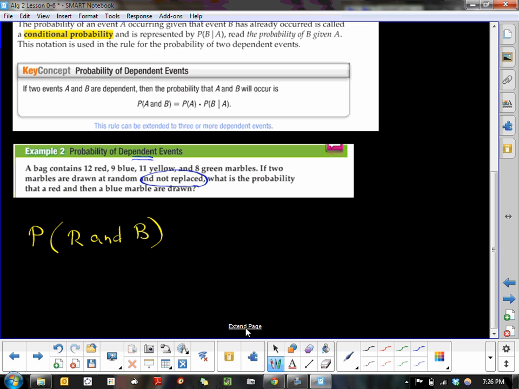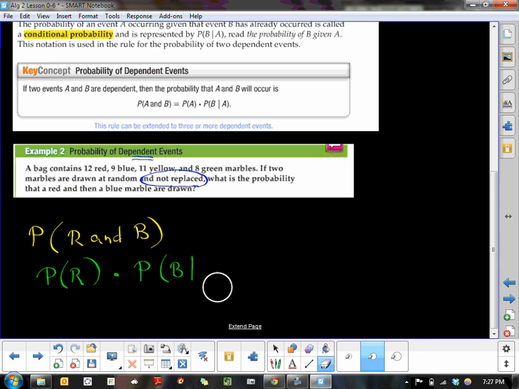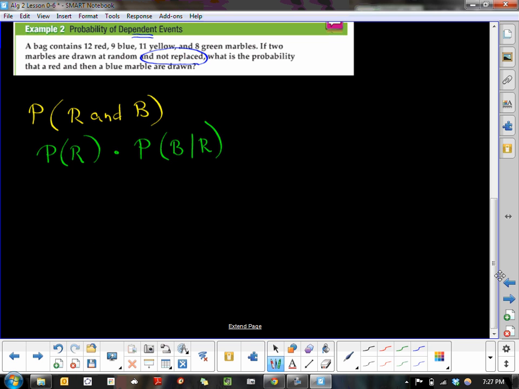What we get on that first draw, we will draw a red one out. We're not going to replace it. It's going to impact how many marbles are left the second time. So first thing we're going to do is find the probability of red. Then we're going to multiply it times the probability of blue, given that we know a red one was already pulled out and removed. So let's go back and calculate the probability of each one of these occurrences. So the first one's the probability of red.